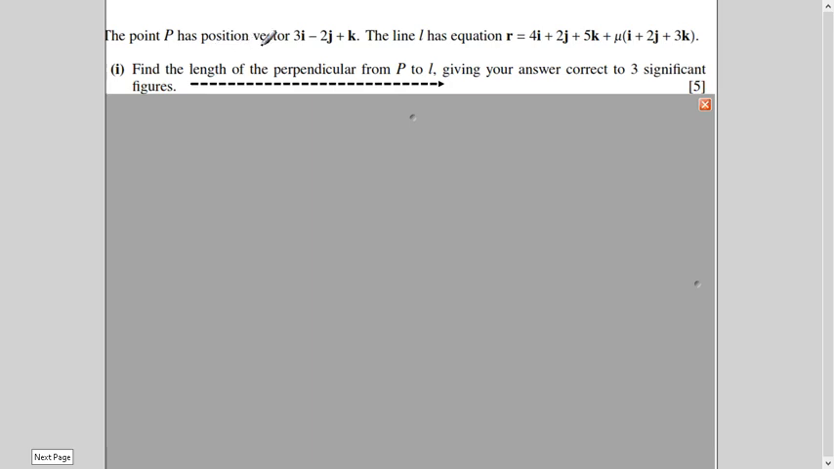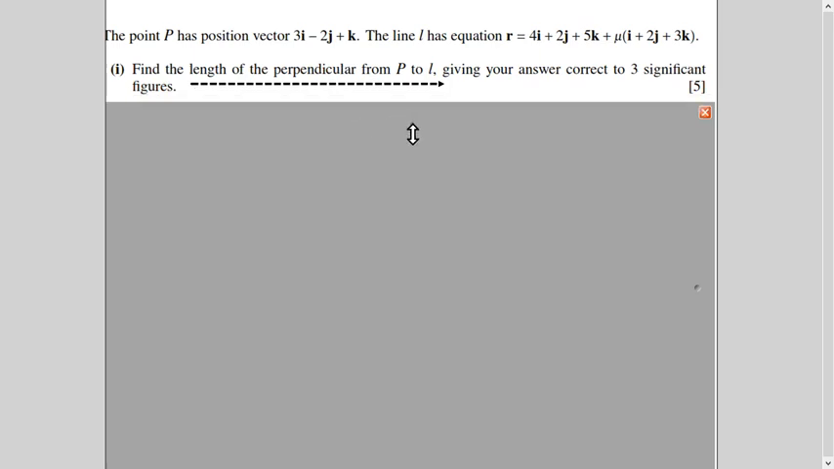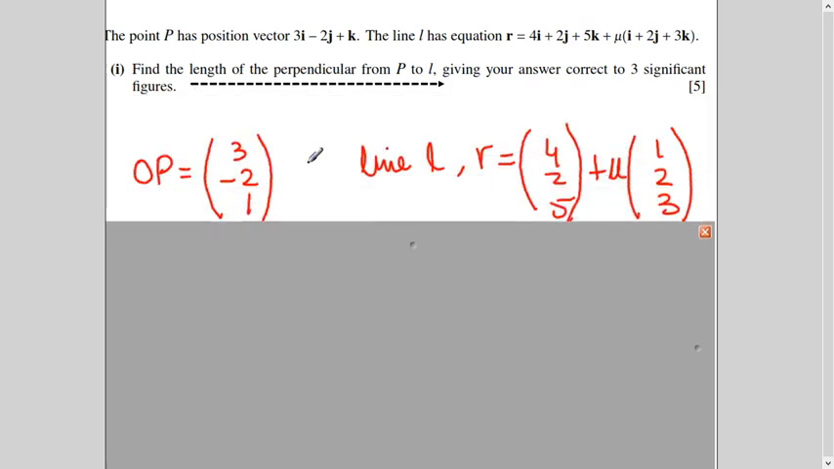So in the question, a position vector of a point is given to you, and the equation of a line is given to you, right? And you have to find the length of the perpendicular distance from the point to the line in three significant figures. So first of all, I have written the point in this form.